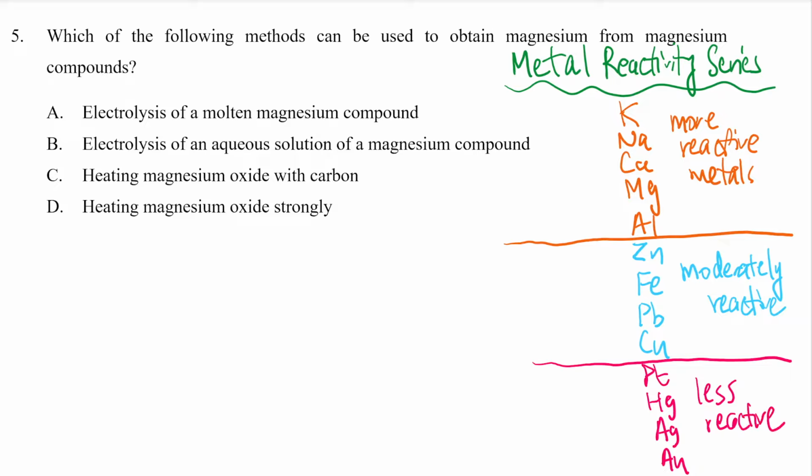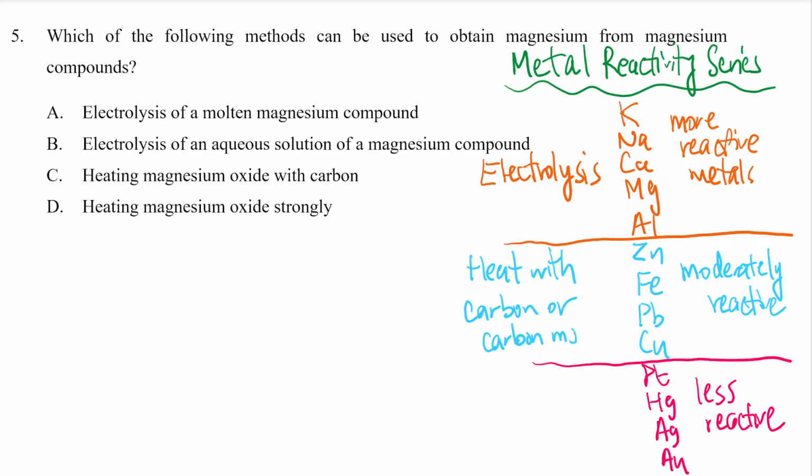For the more reactive metals, obviously because they're more reactive, I will need to use a process that's also a bit more complicated. For this, the process to extract the metal would be electrolysis for all of them. For the ones in the middle, I could heat them up with carbon or carbon monoxide. And finally, for the last ones, because they're not so reactive, I can just heat them up by themselves.